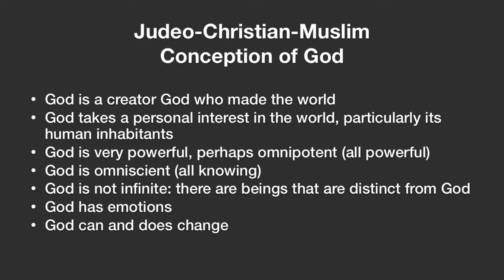God is very powerful, perhaps omnipotent, all-powerful. God is omniscient, all-knowing. God is not infinite. There are beings that are at least distinct from God. So God is somehow separate from us, as a special kind of being, right? We are contingent beings. We're beings that could have not existed. For Anselm, God isn't that kind of being. God is a necessary being that has always existed, right? So if you look at Anselm's beliefs, God can't have a beginning, because that would imply something that comes before God, right? So God has to be the start of everything.